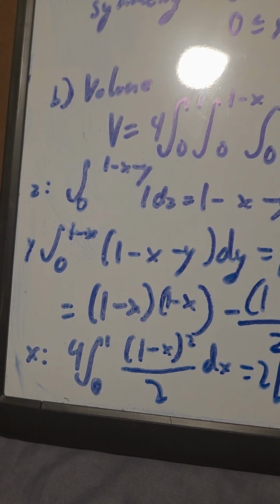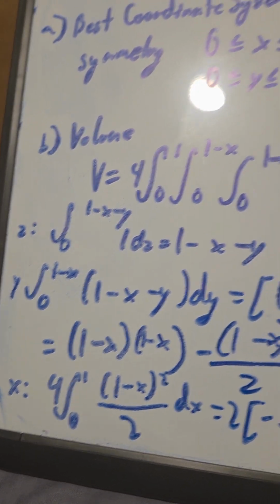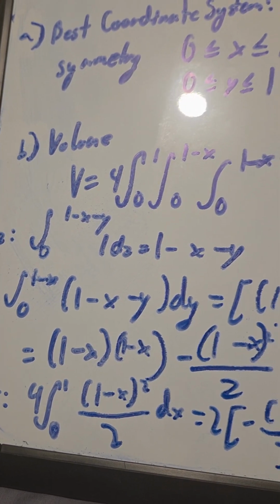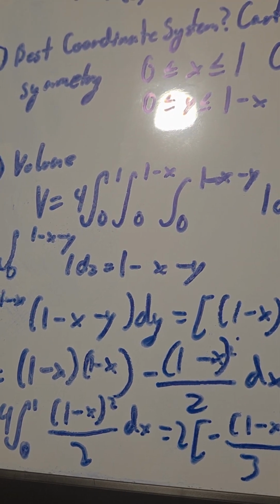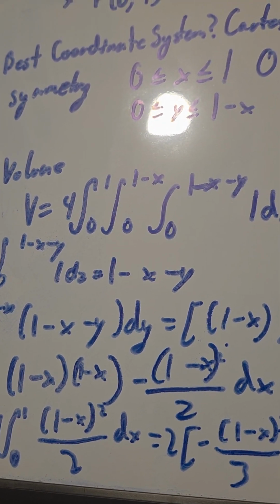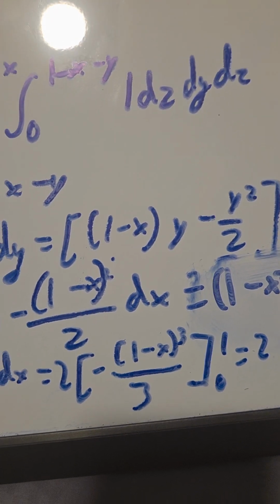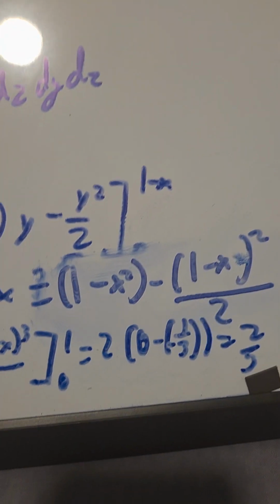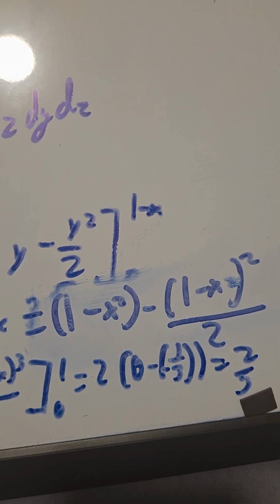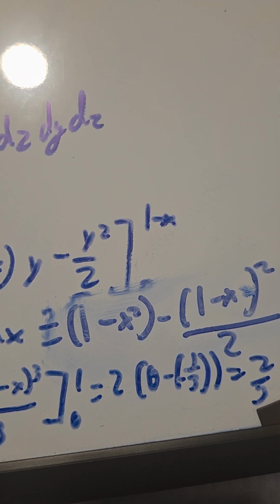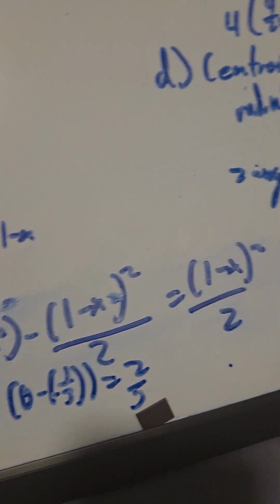Bring that down and integrate it with respect to x. This is where our multiple of 4 comes in, because at the very end, that's when we plug in that volume. But anyway, so we integrate it, evaluate it from 0 to 1. That gives us 2/3. And because we've already multiplied it, it's just 2/3.